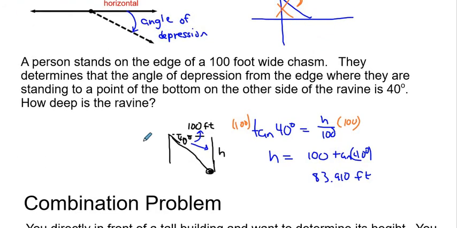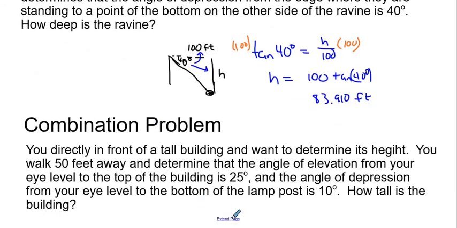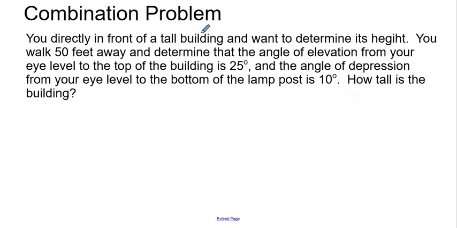So let's say I had a combination of the two, okay? And let's say you're standing directly in front of a tall building and you want to determine its height. So you walk 50 feet away from it, right? So here's a building like Battlefield High School, right? And you are standing right here, okay? And you decide to walk 50 feet away, and you have an eye level here. So this is 50 feet.